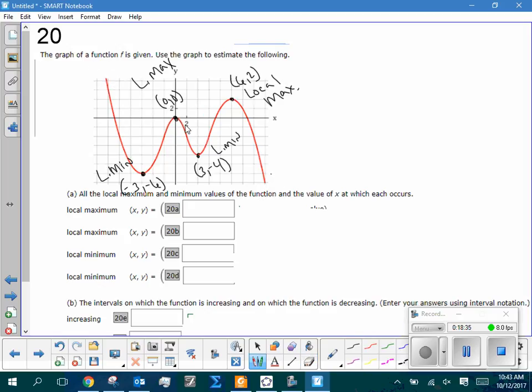Remember, when we talk about local maximums, we're really just talking about the y values in that neighborhood. But when we talk about global, we're looking at a y value compared to every other y value in the graph.